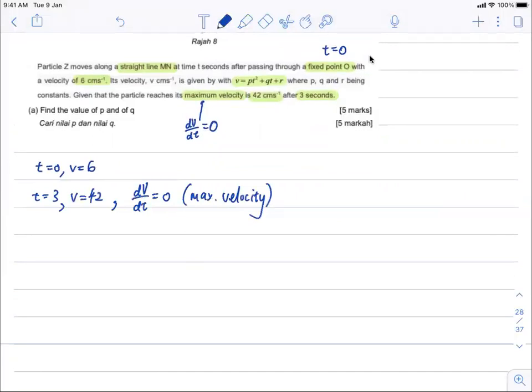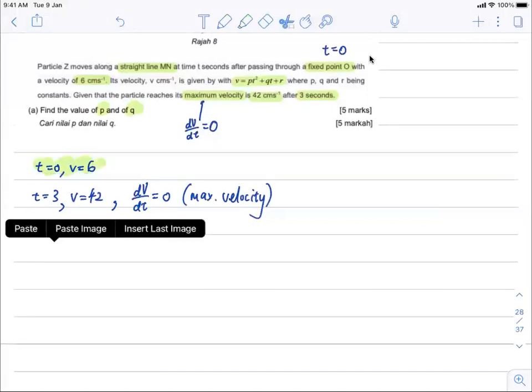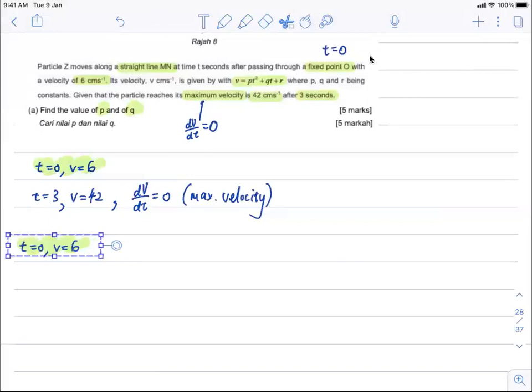Okay, so let us now try to find p and q. Substitute in the first one. We can put into v equal to pt squared plus qt plus r, t equal to 0, v equal to 6, so 6 equal to 0 plus r, so r equal to 6.